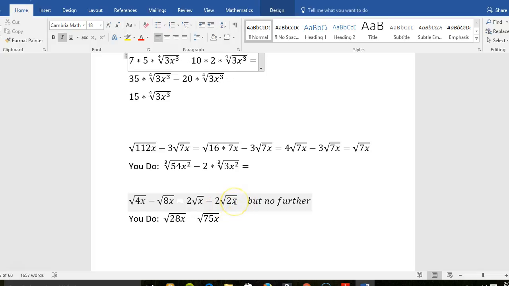That looks good, but we can't really do anything more with it because this is a radical x, whereas this is a radical 2x. So these are not like terms, and we can't go any further. I'll leave it for you to do this one.